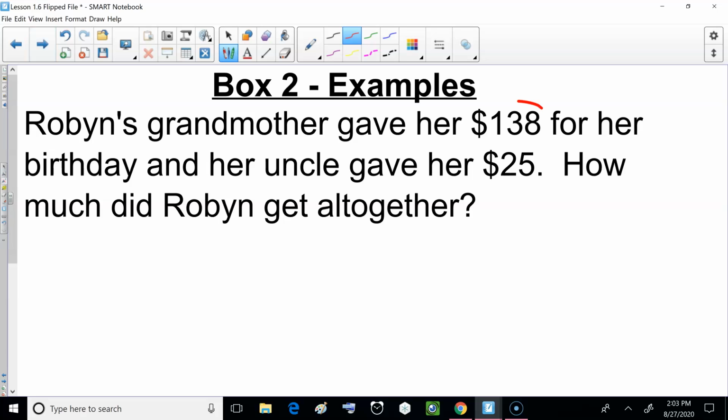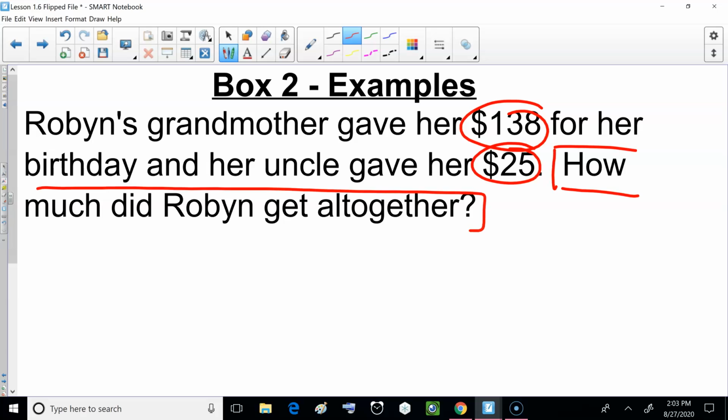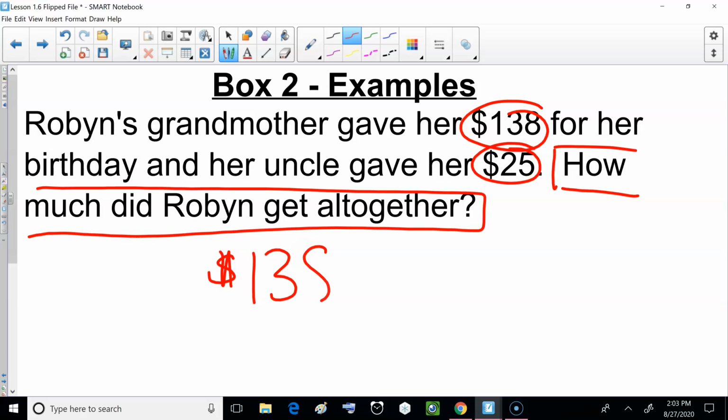on. So I have one number and another number, and they want to know how much money does Robin have altogether. So she had $138 from her grandmother, and she got $25 from her uncle. So it's very important when we write and working on adding numbers, we put them so their place values line up and match up. So 25, our 5 is in the 1, so is our 8, so we lined up. We're going to put the plus sign here, and we're going to add those numbers together.